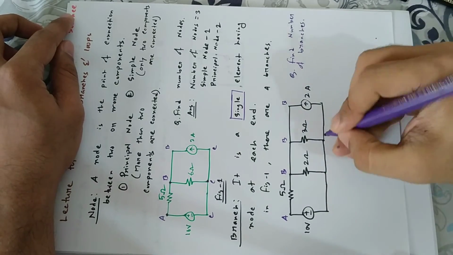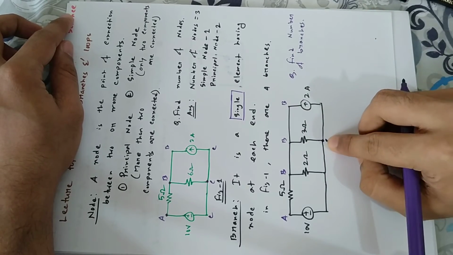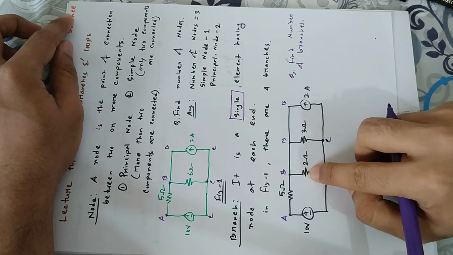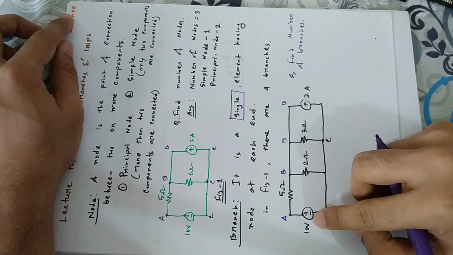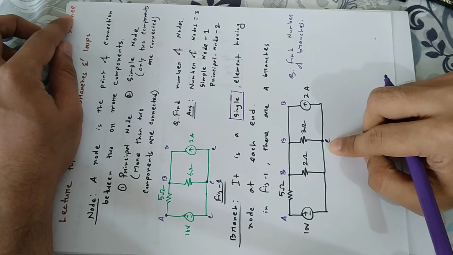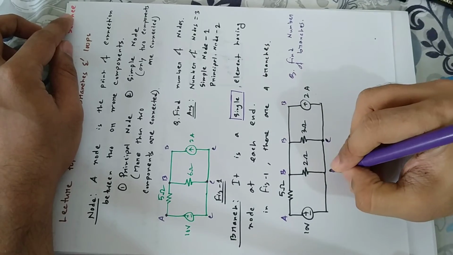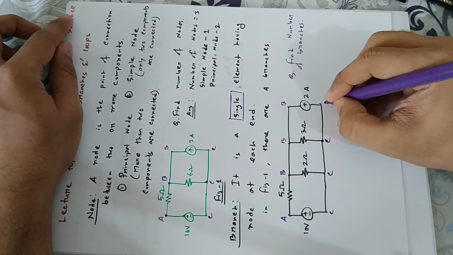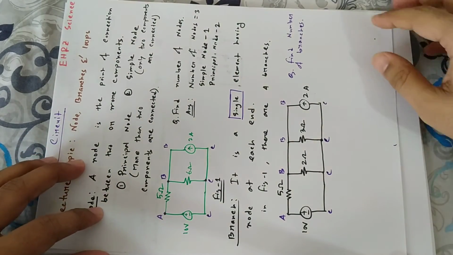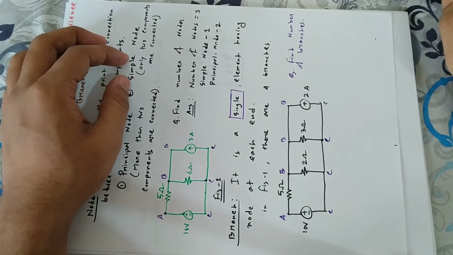Now suppose let us consider this point C. At this point the 3 ohm resistor is connected, the 2 ampere current source is connected, the 2 ohm resistor is connected, as well as this 10 volt voltage source. So this is also a node, and it is a principal node. And since this is a wire, every point falls under the same node.